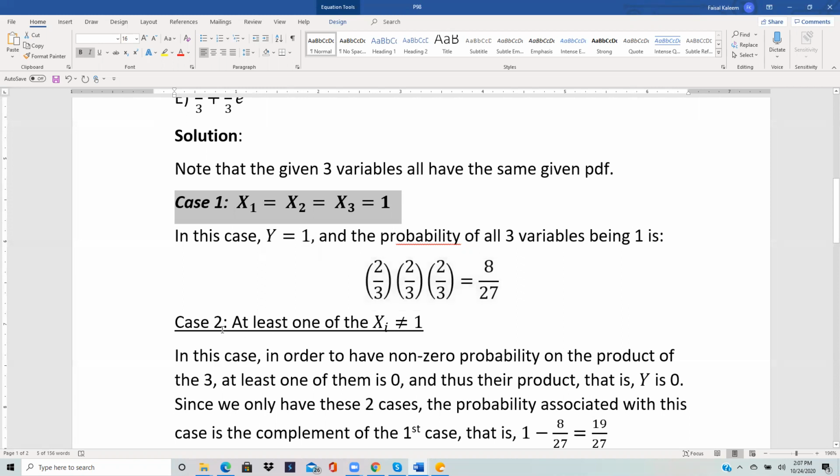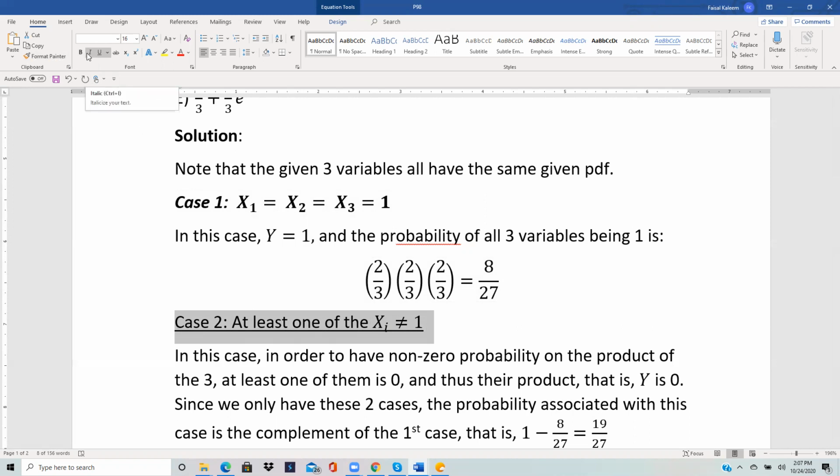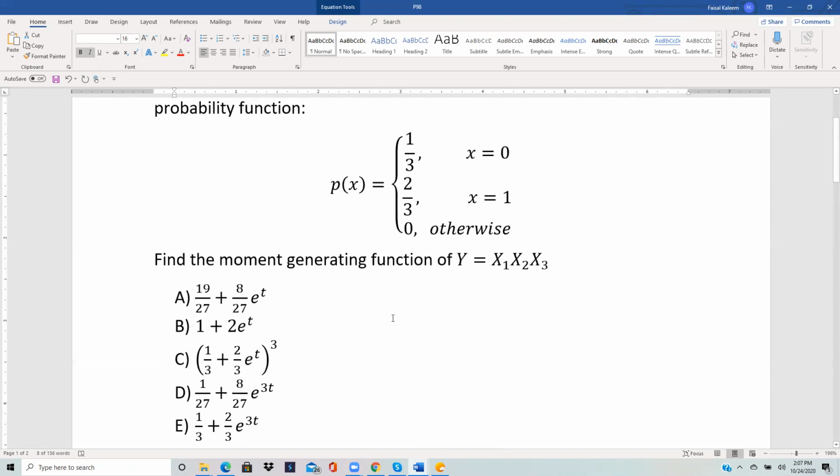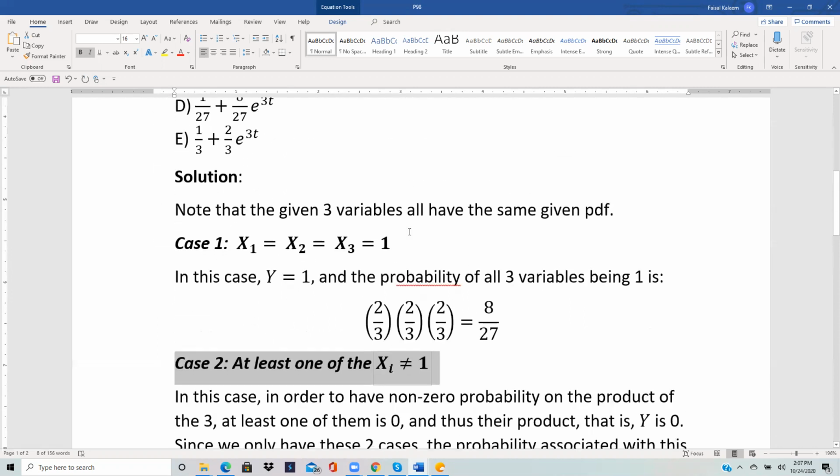So that's case 1. Case 2 is when at least one of the xi's is not 1. We agree that logically these are the only two cases possible: either all the xi's are 1 or at least one of them is not 1. So when at least one of them is not 1, then at least one of them is either 0 or it's neither 0 nor 1. When it's neither 0 nor 1, that gives a probability of 0, so that doesn't contribute eventually in the expected value that we need.